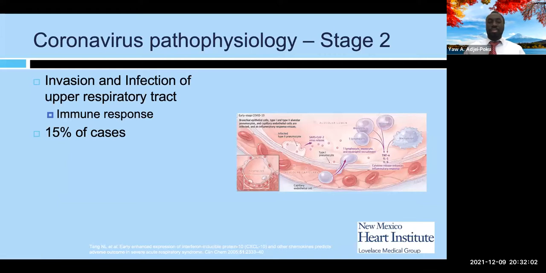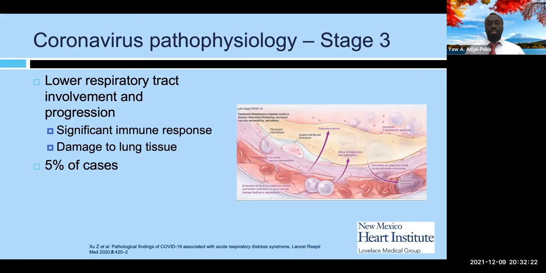Stage 2 of this disease is invasion and infection of the upper respiratory tract. This happens in about 15% of cases. And this is when your body starts developing an immune system response where it tries to fight off the virus. Again, this is about 15% of patients.